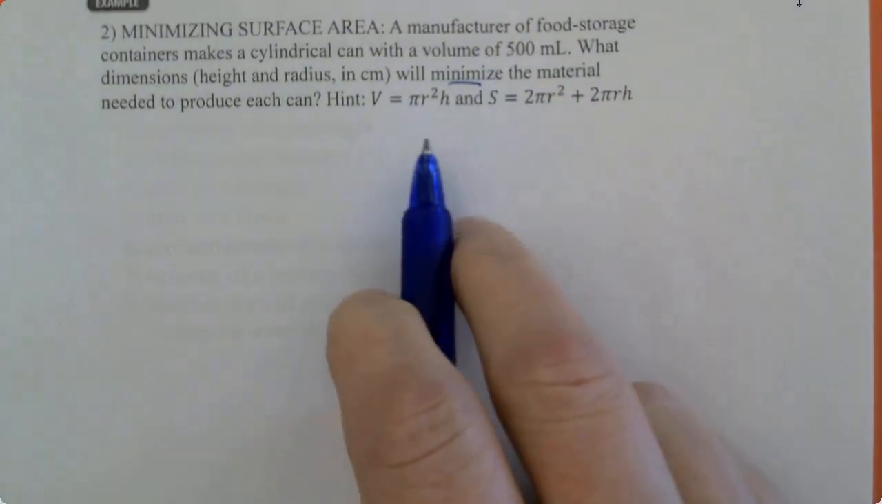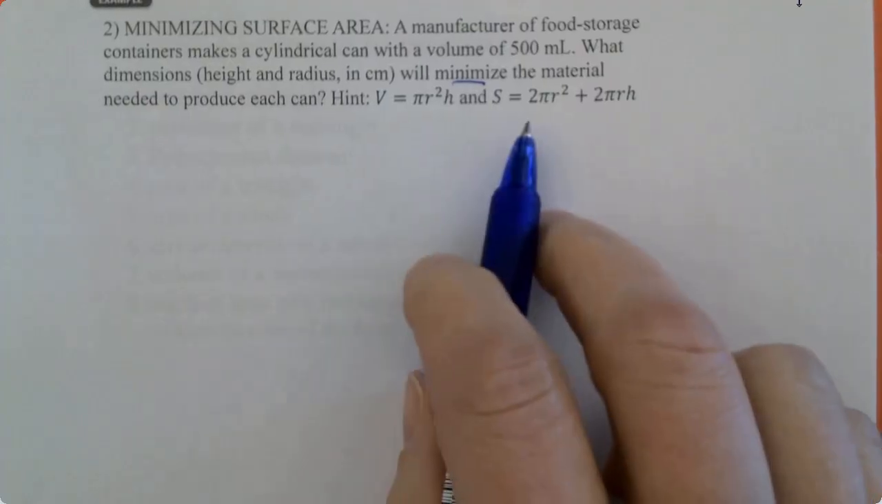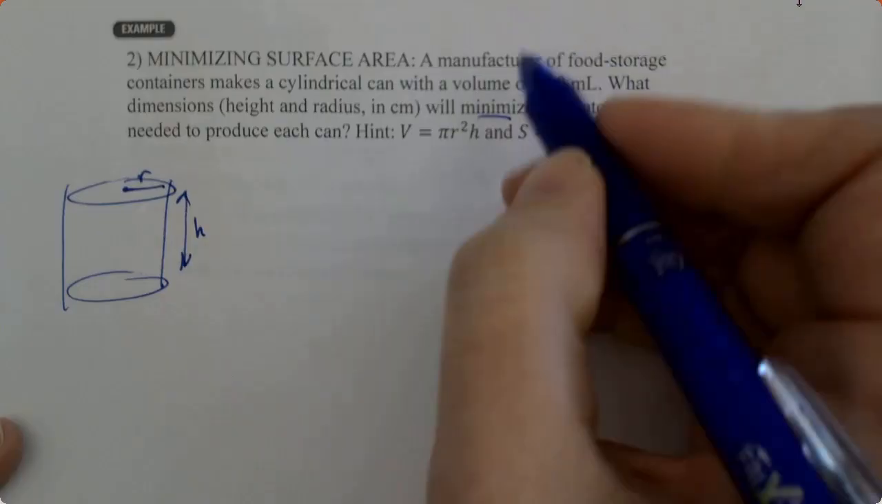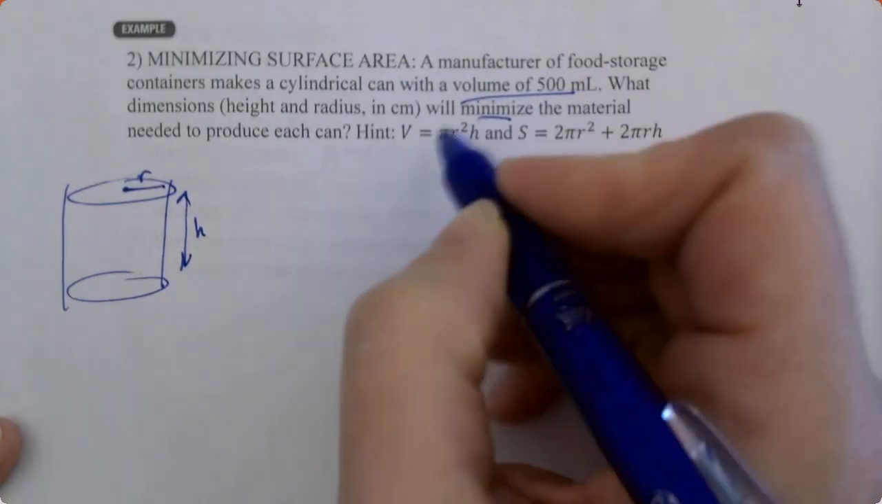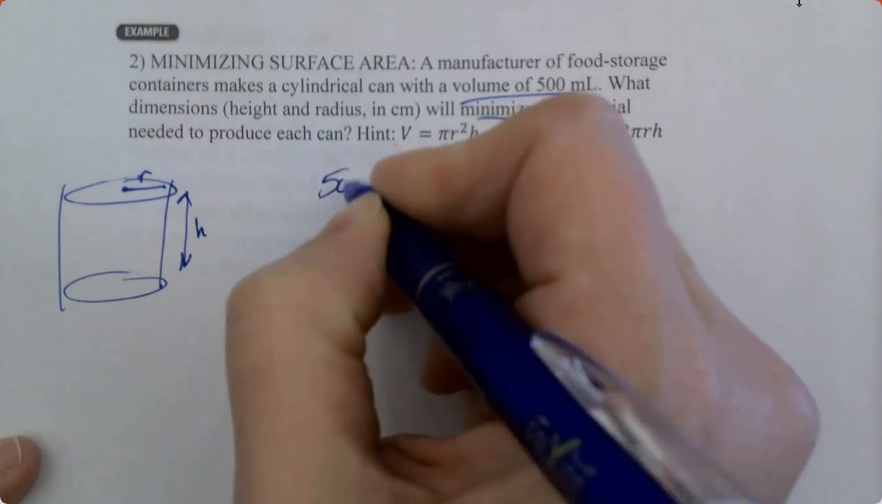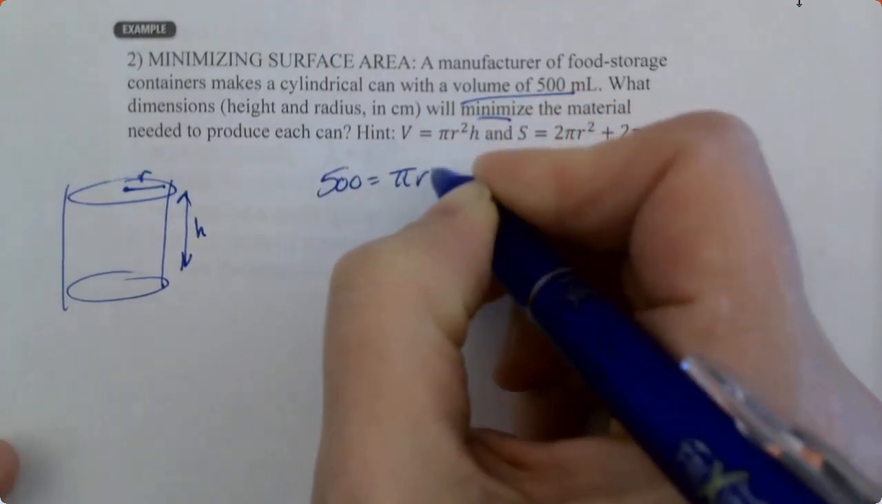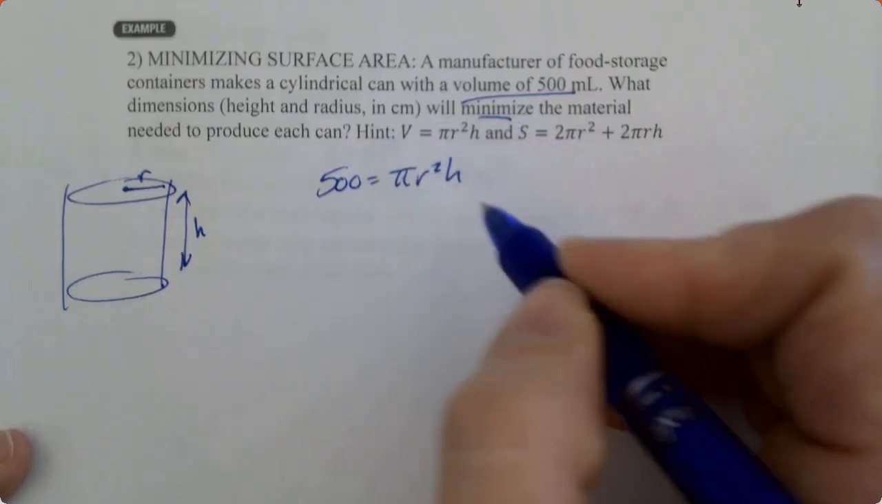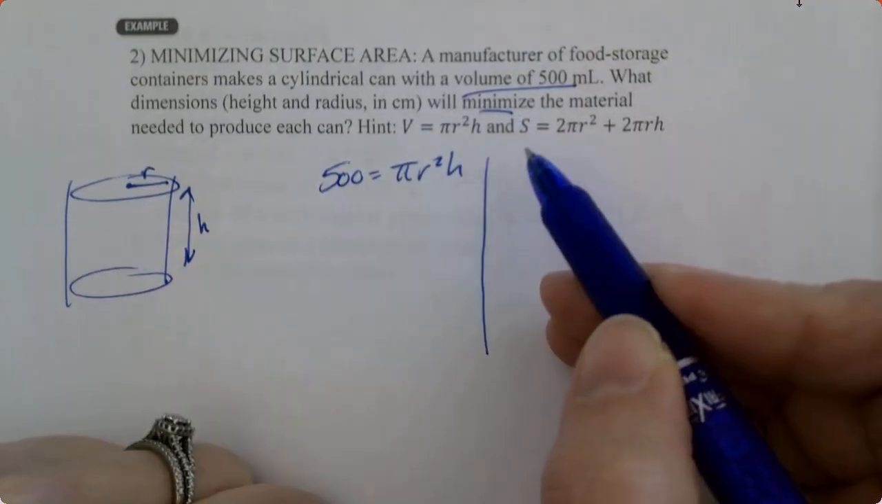And I'm giving you the formula for volume of a cylinder and surface area of a cylinder. So let's draw a picture. The volume is 500. So let's replace the V in the formula with 500. So I have 500 equals pi r squared h. And again, we're trying to minimize the material. So we're trying to minimize the what? Yes, we're trying to minimize the surface area.